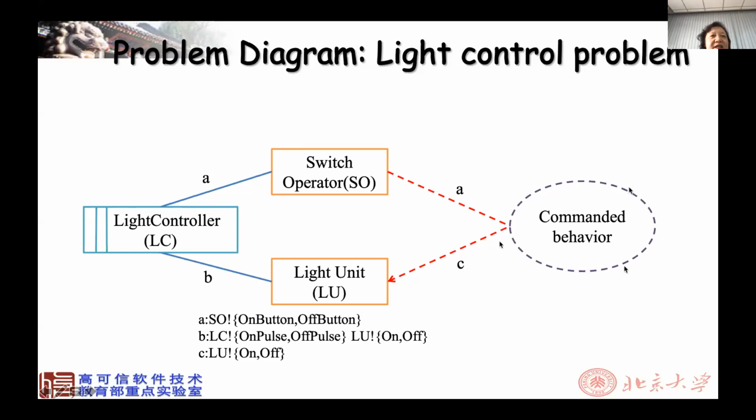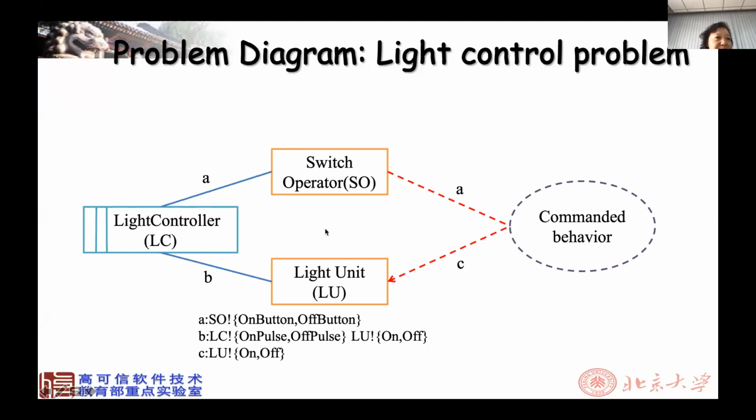This requirement is called commanded behavior. That means when the operator pushes the on button, they need the light to change its state into on. That means this is a constraint.